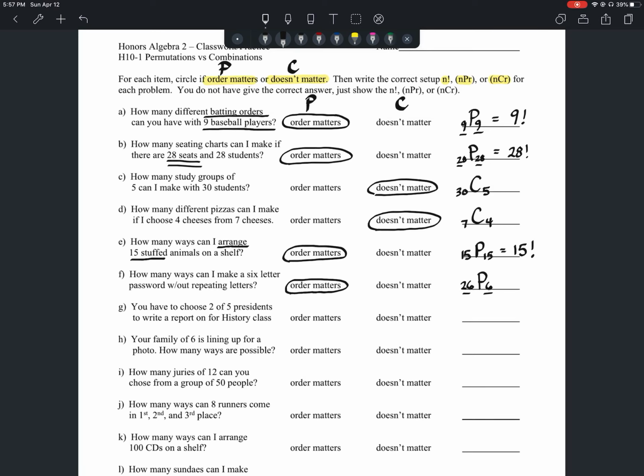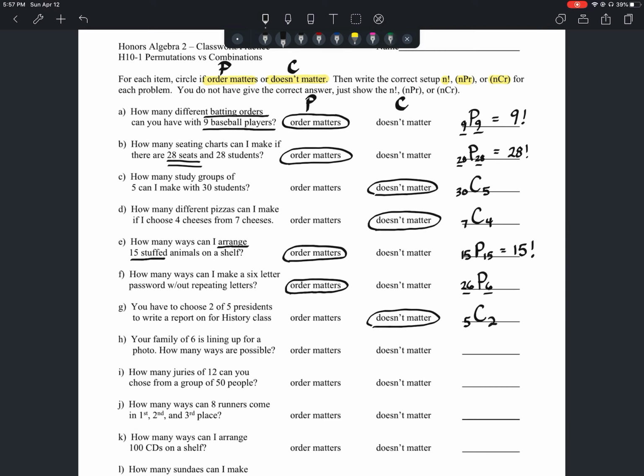Letter G, you have to choose 2 out of 5 presidents to write a report on for history class. Okay, so let's say I chose George Washington and Abraham Lincoln to write my report about. Would my report be any different if I wrote it about Abraham Lincoln and George Washington? Right? It's the same report. It's got the same 2 presidents in it. Therefore, order is not going to matter, and this is just a combination. So we've got 5 presidents to choose from, and we're choosing 2.